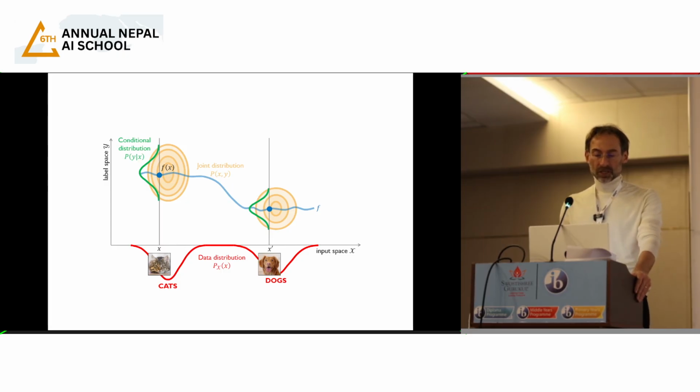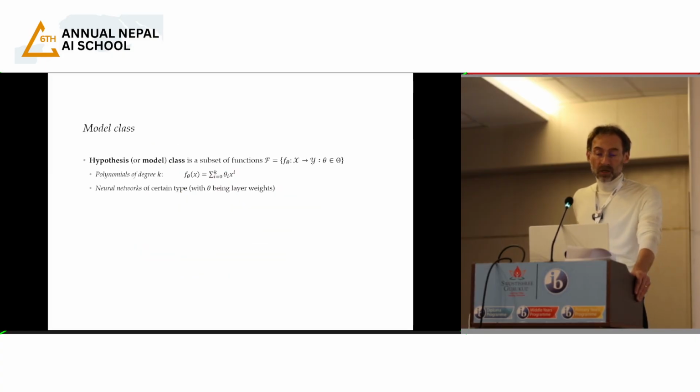Okay, and here's another example. This is another point. Let's say this is the dog. So this is how this distribution might look. So we clearly need something more manageable. And this is often called the hypothesis or a model class. So I want not just arbitrary functions, I want some kind of family of functions that are tractable.